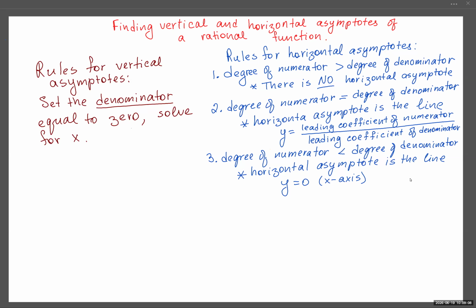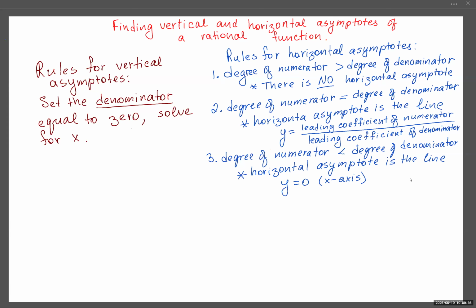In this example, we will be finding the vertical and horizontal asymptotes of a rational function. The rules for finding the vertical asymptotes are on the left, and the rule here is simple. You just set the denominator equal to 0 and solve for x. The rules for horizontal asymptotes are not as simple. You do have to memorize the three cases that can happen. And the cases depend on the degree of the numerator and the degree of the denominator of your rational function.